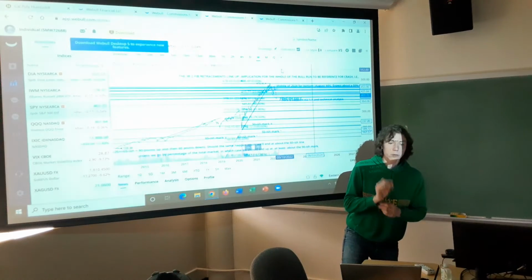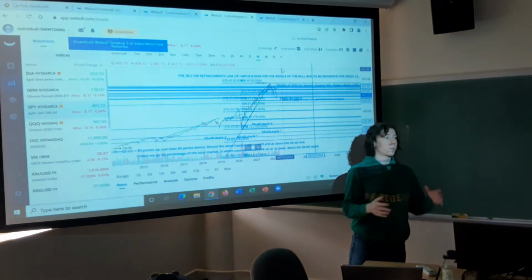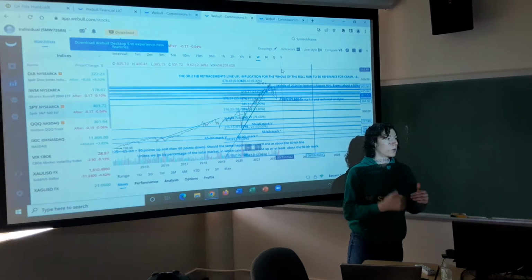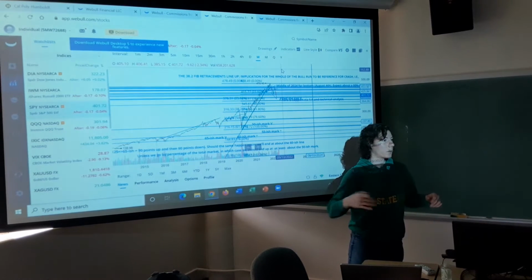Anyway, so the S&P 500 during the dot-com crash gave up roughly two-thirds of its bull run, right? Its full bull run when it really started taking off in an obvious sense.